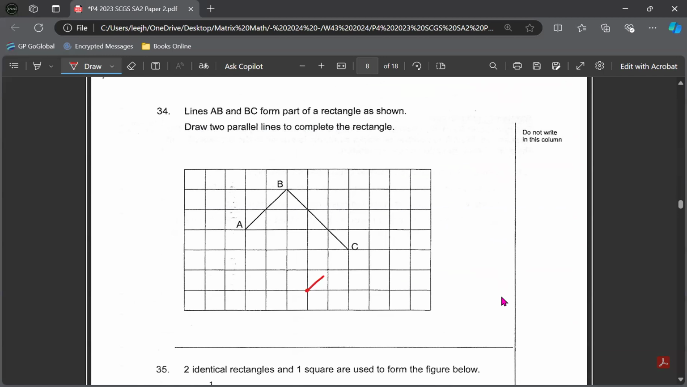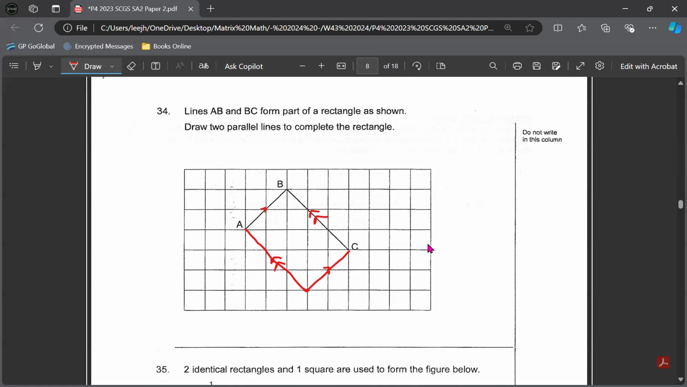Because I don't have a ruler, I'm just trying to draw freehand. So I'm trying to be neat. So this other parallel, this is parallel to this. So the other parallel will be this one. Try to draw, use ruler and draw. It must be parallel. So this will be the next parallel line. It will form a rectangle. Okay, you should have something like that.